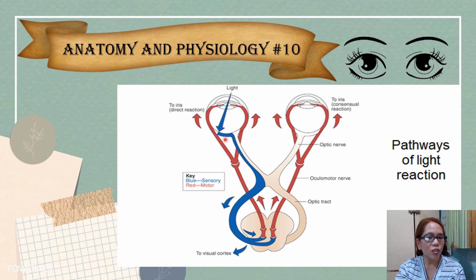The initial sensory pathways are similar to those described for vision. The light goes to the retina, then to the optic nerve, cranial nerve 2, then to the optic tract, which diverges to the midbrain, where the image is interpreted. Then the impulses back to the constrictor muscle of the iris of each eye are transmitted via the oculomotor nerve, cranial nerve 3.